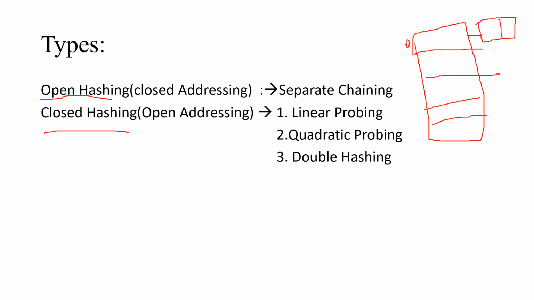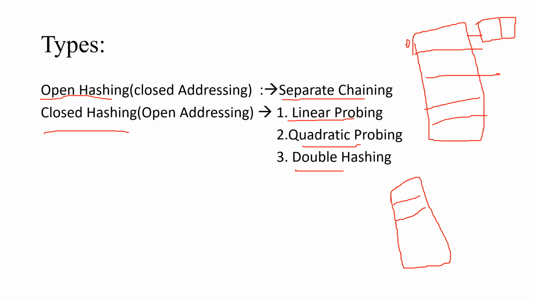And in closed hashing, what will it do? Suppose there is a table size, and if two or more elements are getting the same index, it is going to store them inside the table using linear probing, quadratic probing and double hashing, and because of that reason it's called closed hashing. So the open hashing type is separate chaining, and the closed hashing types are linear probing, quadratic probing and double hashing.